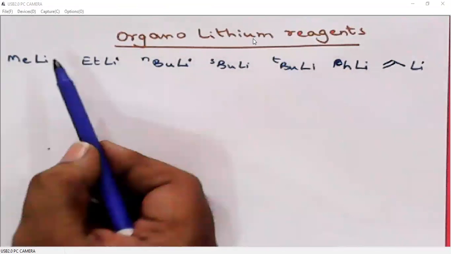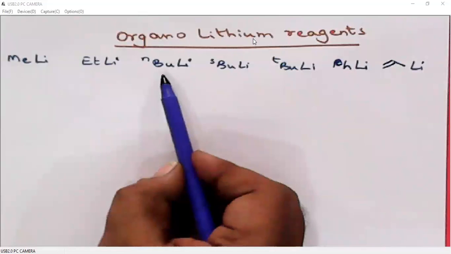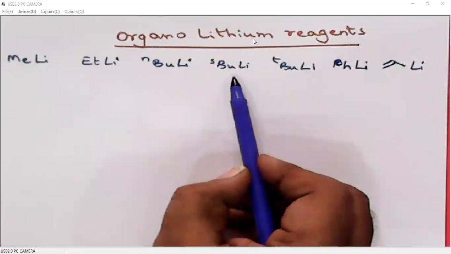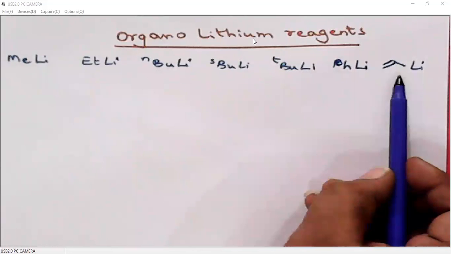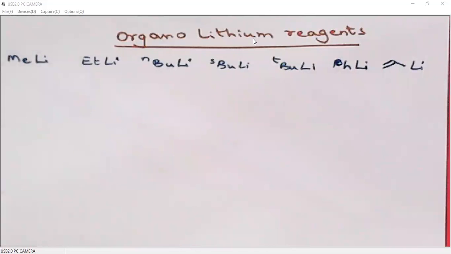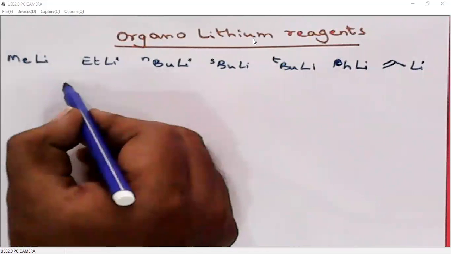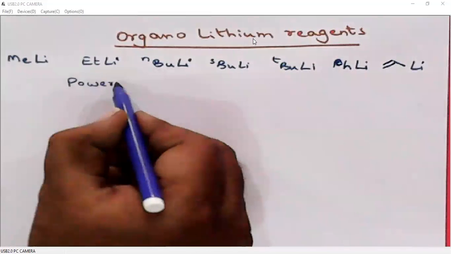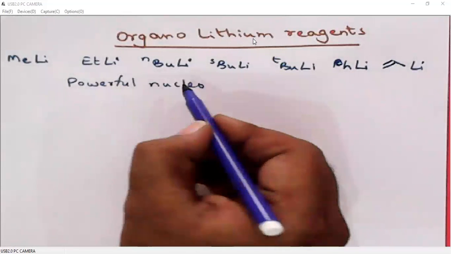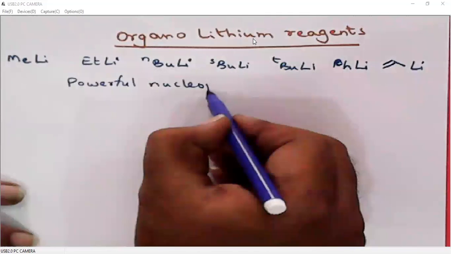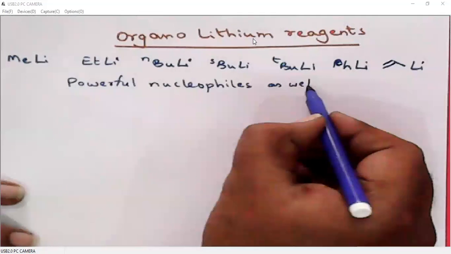It is just alkyl lithium: methyl lithium, ethyl lithium, n-butyl lithium, secondary butyl lithium, tertiary butyl lithium, phenyl lithium, vinyl lithium. All these organolithium reagents are powerful nucleophiles as well as strong bases.